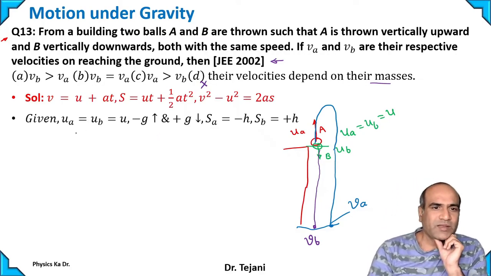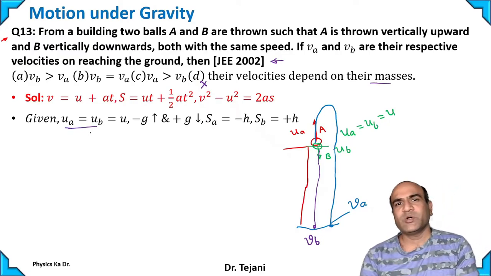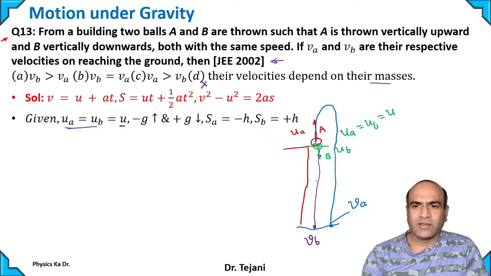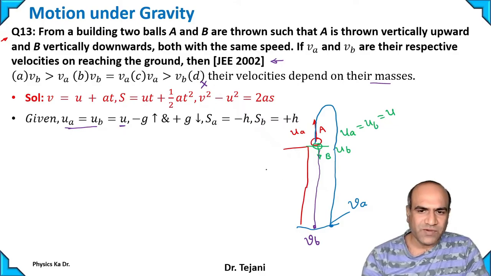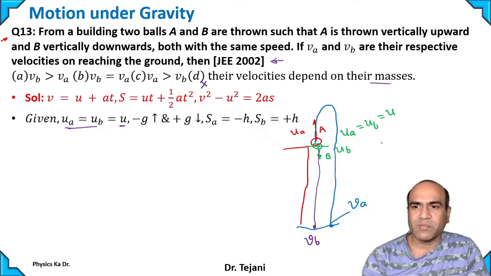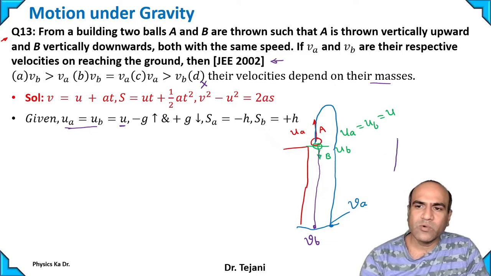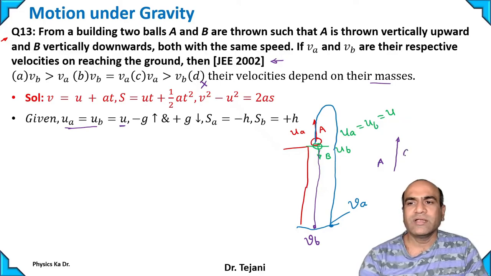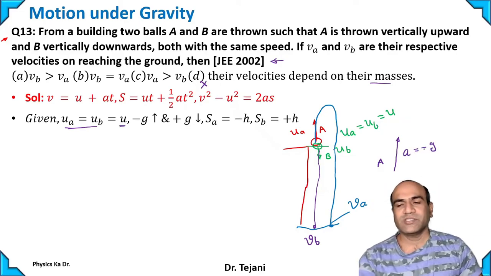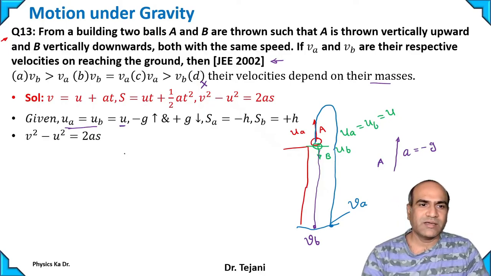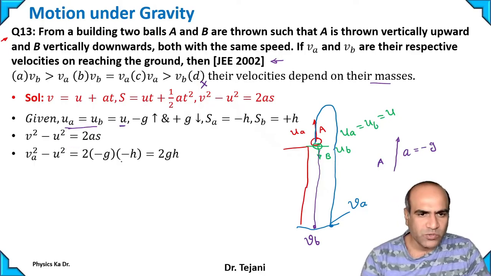We know that the initial velocity U of both the balls is equal. Now, let us see the first condition, when the ball moves in the upward direction. We are talking about ball number A. Therefore, its acceleration is to be considered minus g. So V square minus U square is equal to 2as.